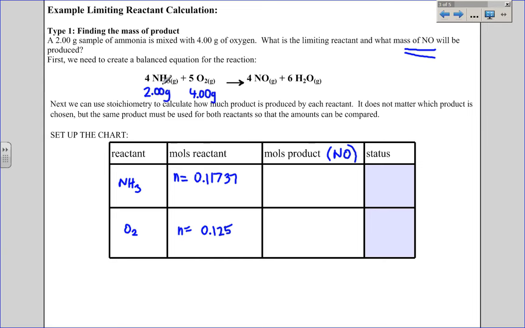So for the case of ammonia compared to the NO, the ratio is 1 to 1. The 4 to 4 ratio is a 1 to 1 ratio. So the moles of NO in this case is going to be 0.11737.